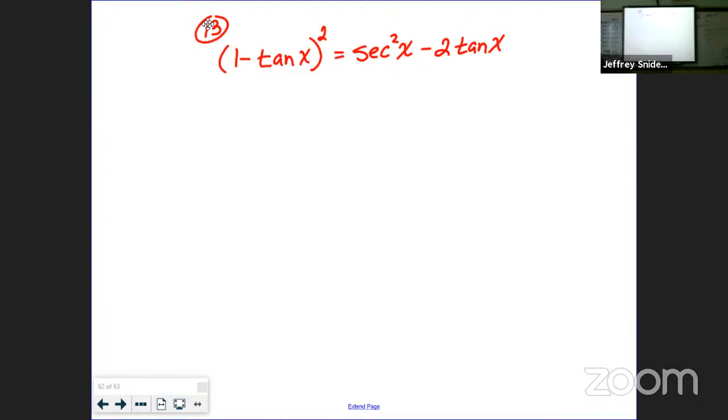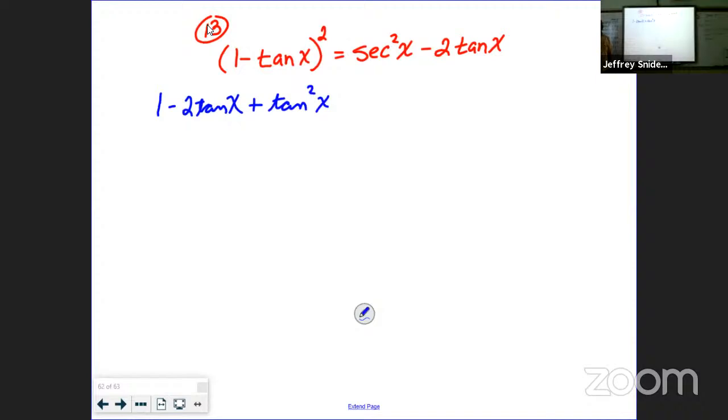So if you started on the left, this gives you 1 minus 2 tangent x plus tangent squared x, if you did that. Okay? Now, is there anything you like already about the left-hand side? It has that minus 2 tangent x in it, doesn't it?